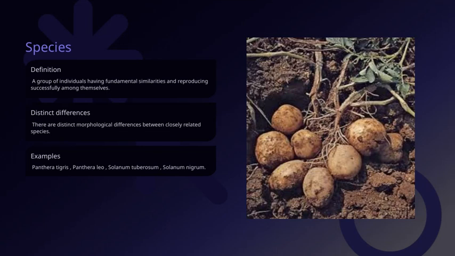Today, I want to highlight some examples of how different species are classified and distinguished from one another. For instance, we have Panthera tigris, which is the tiger, and Panthera leo, the lion. These are two very well-known big cats, but they are clearly different species with unique characteristics. Then, we have Solanum tuberosum, which is the scientific name for the potato, and Solanum nigrum, commonly known as black nightshade. Again, these are two plants within the same genus, but are distinctly different species.